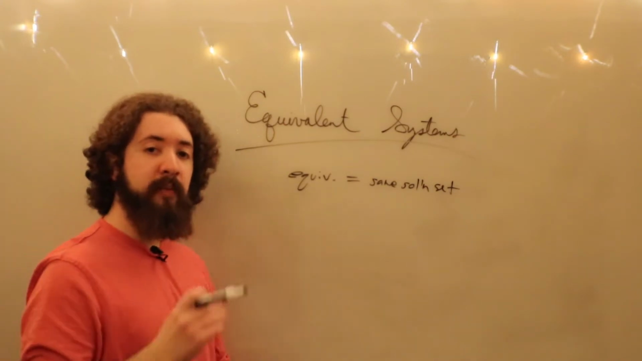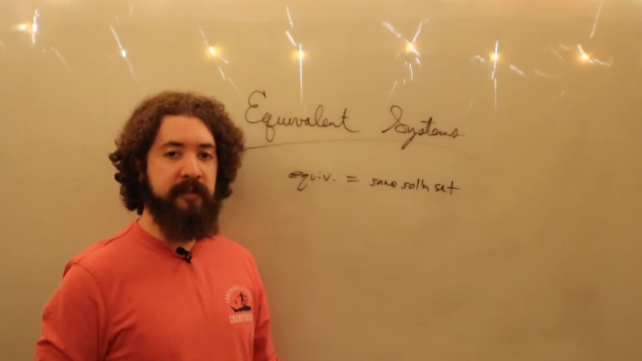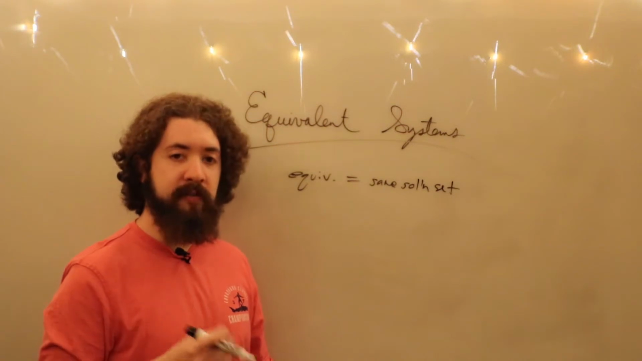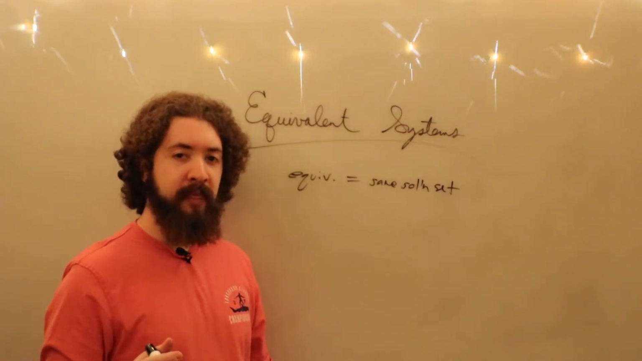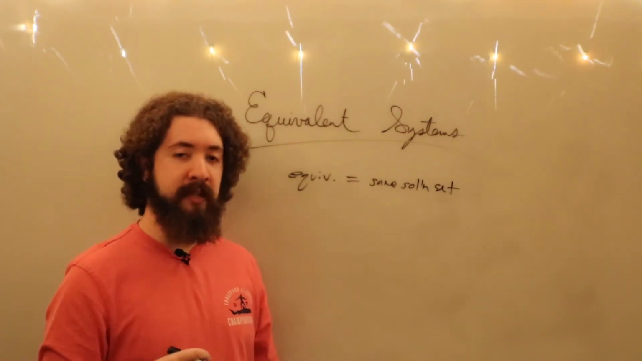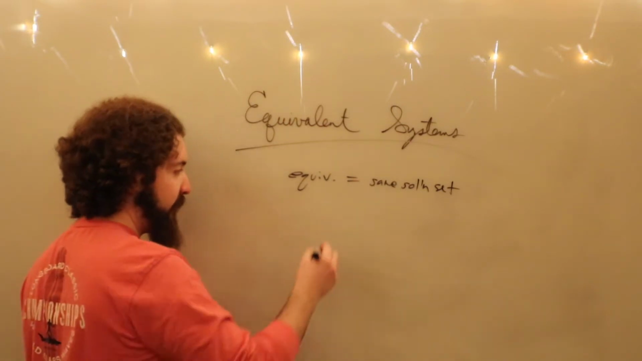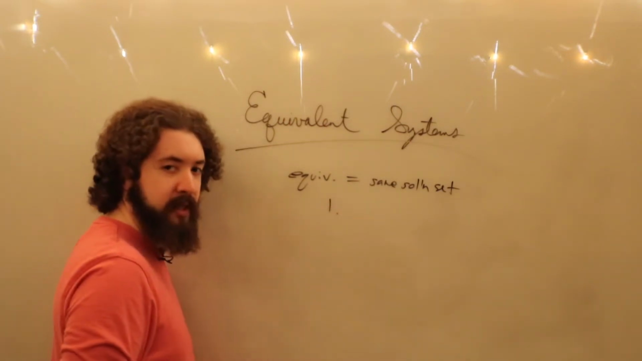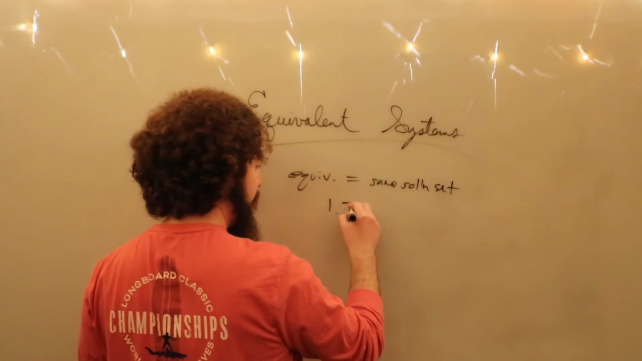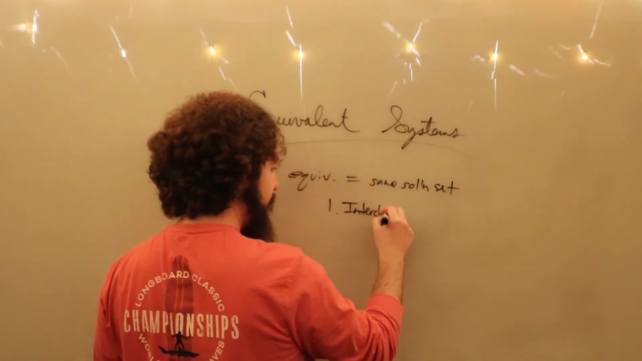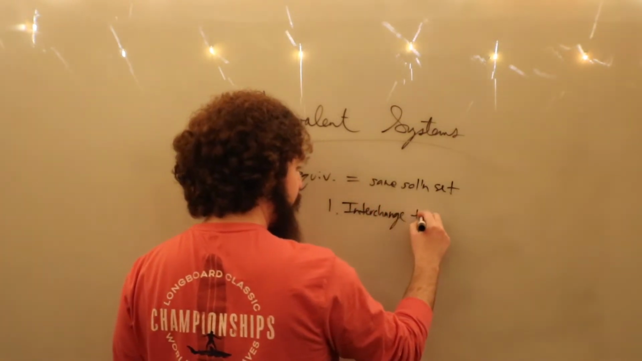Alright, so what can we do to systems of equations which will produce equivalent systems of equations so that we can manipulate them a little bit and get them into the form we want? Well, there are exactly three things that we can do. The first is that we can swap or interchange, as we often say, two equations.